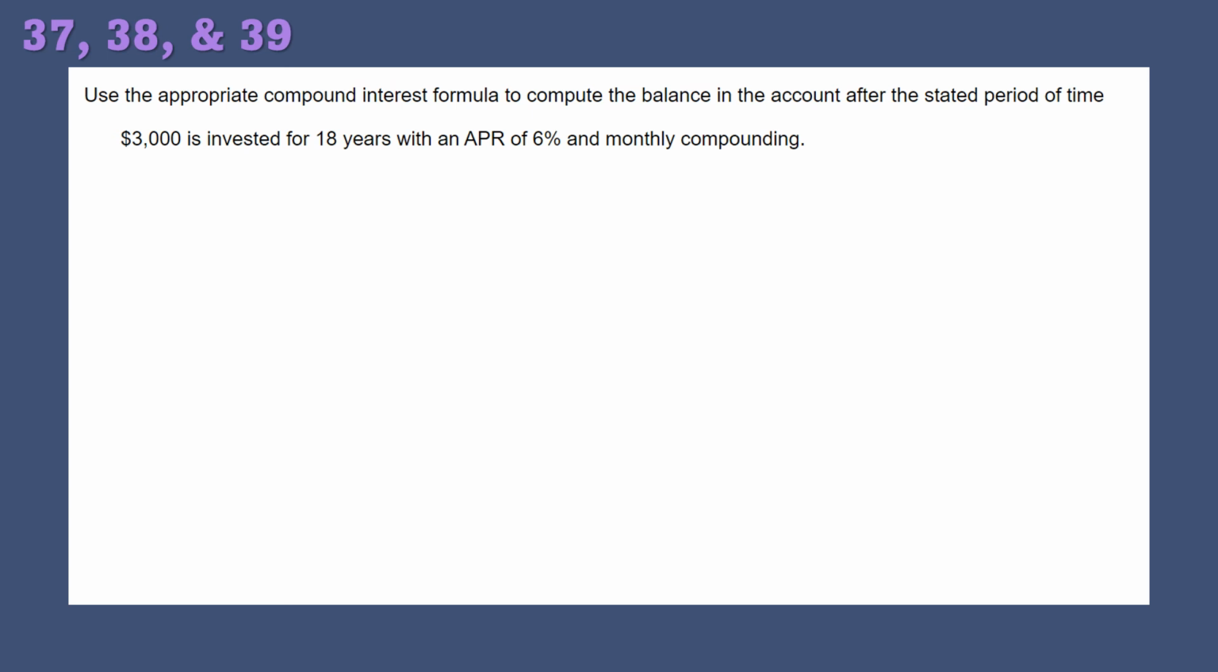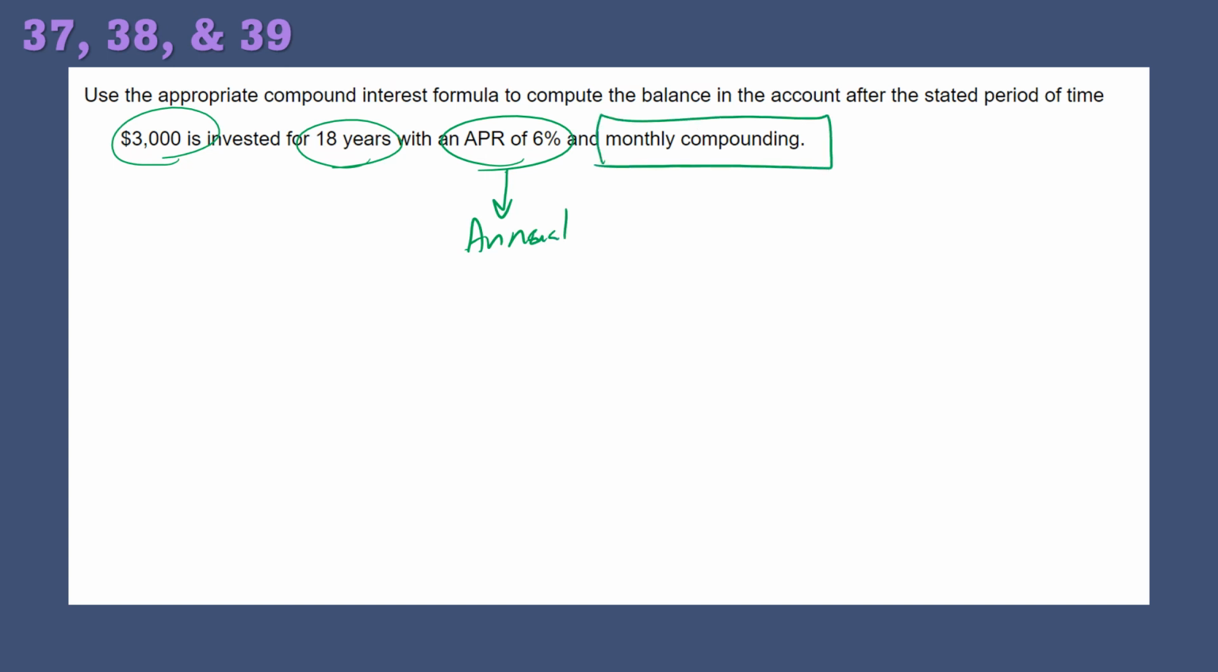Use the appropriate compound interest formula. Now, this one says we have 3,000 invested for 18 years, and we have an APR. APR means annual interest rate. And then it says compounded monthly. So we need to do a slight change to our formula. The first thing we're going to do is keep our $3,000, and then multiply that by our 1 plus our rate. But our rate has to take into account that it's not a monthly rate.